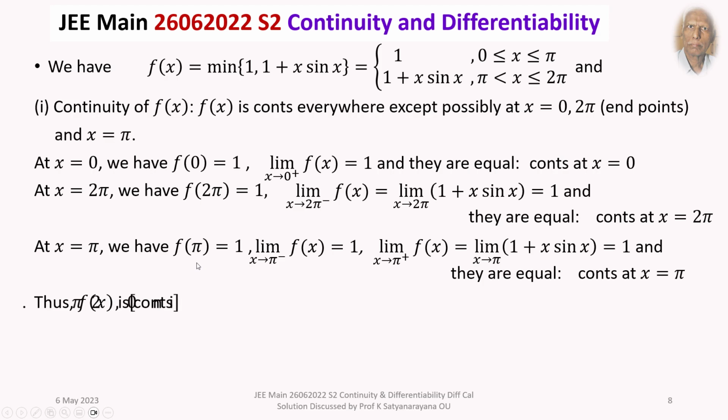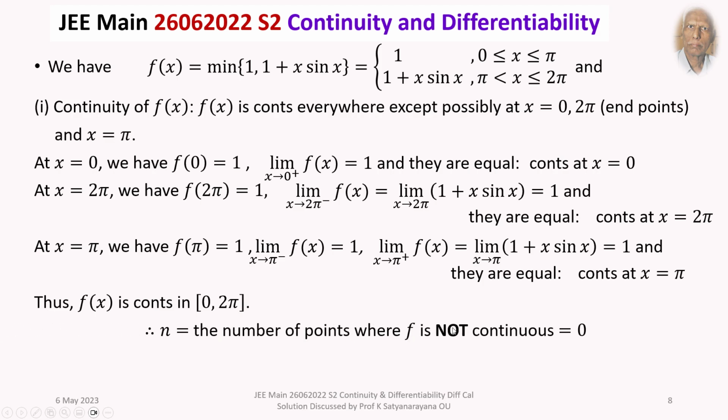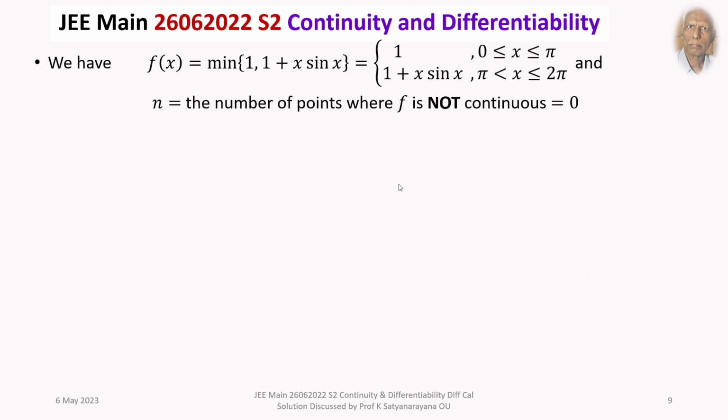So this given function f of x is continuous everywhere in this given interval, that is the closed and bounded interval 0 to 2 pi. That means there are no points of discontinuity in this interval. So n is equal to the number of points where f is not continuous. There are no points at which this function is not continuous. Therefore, the number of points is 0. We continue in the next slide for the differentiability. Right. So n is 0.